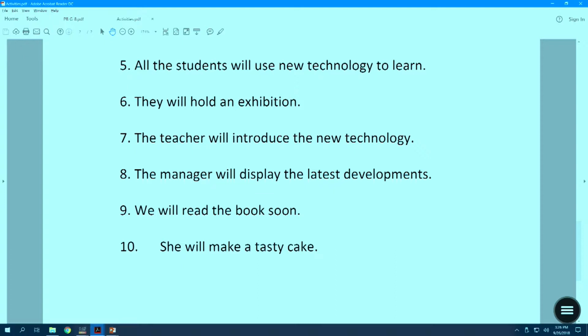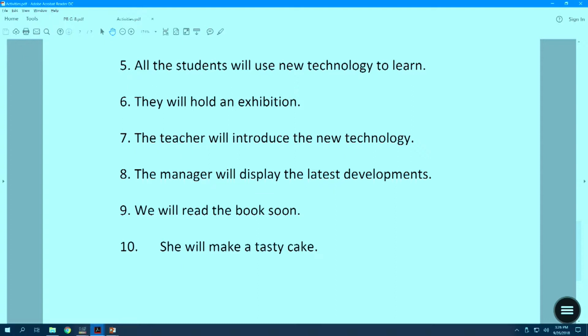Then all the students, that is the agent, will use, that is the verb. Then new technology to learn. What is the object there? New technology. New technology will be used, U-S-E-D, to learn. New technology will be used to learn.